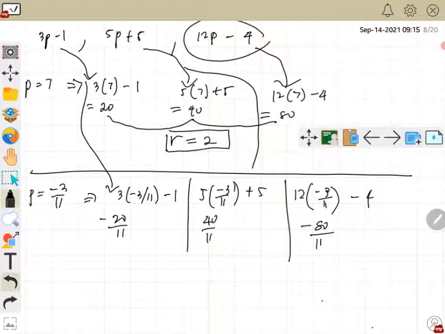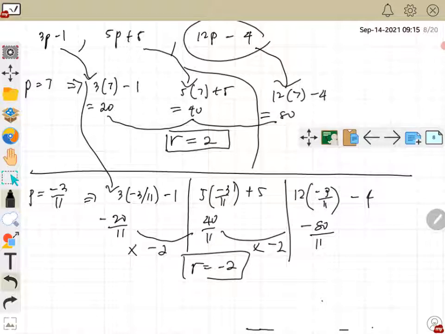So let's try to divide. The r here is negative 2. So you can see, multiply it by negative 2, multiply it by negative 2 again. So there are two values of p, and there are also two values of r, because two of them work. Look at this, 20, 40 and 80 becomes a geometric sequence. Negative 20 over 11, positive 40 over 11, negative 80 over 11 also form a geometric sequence.